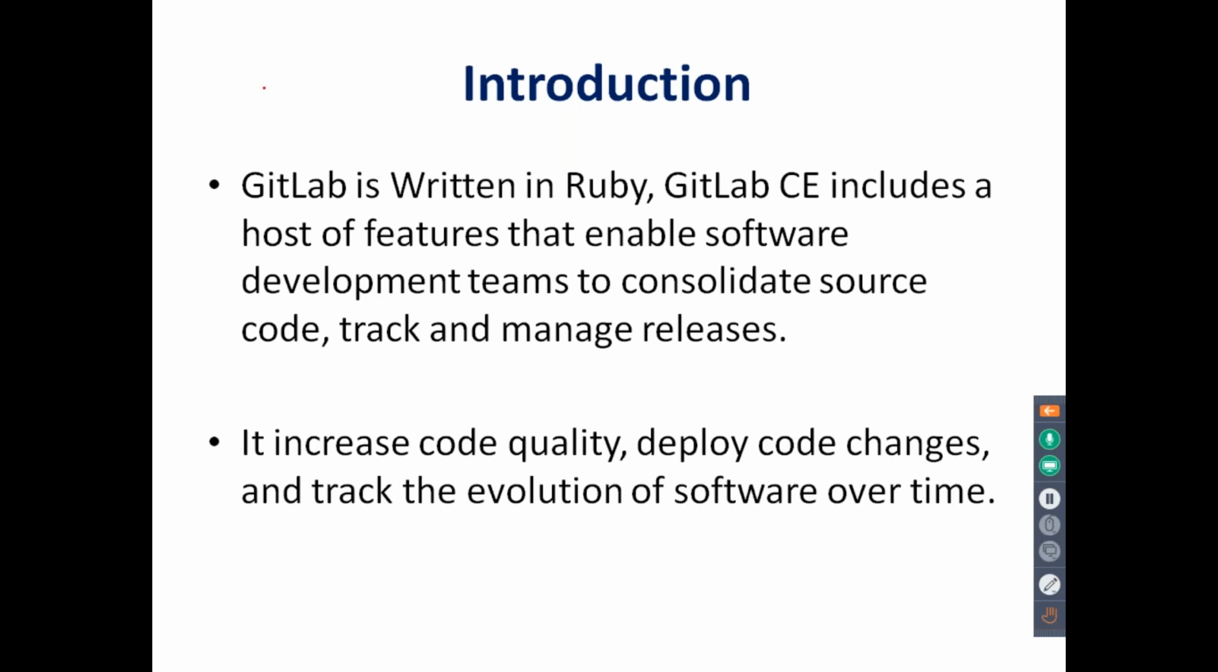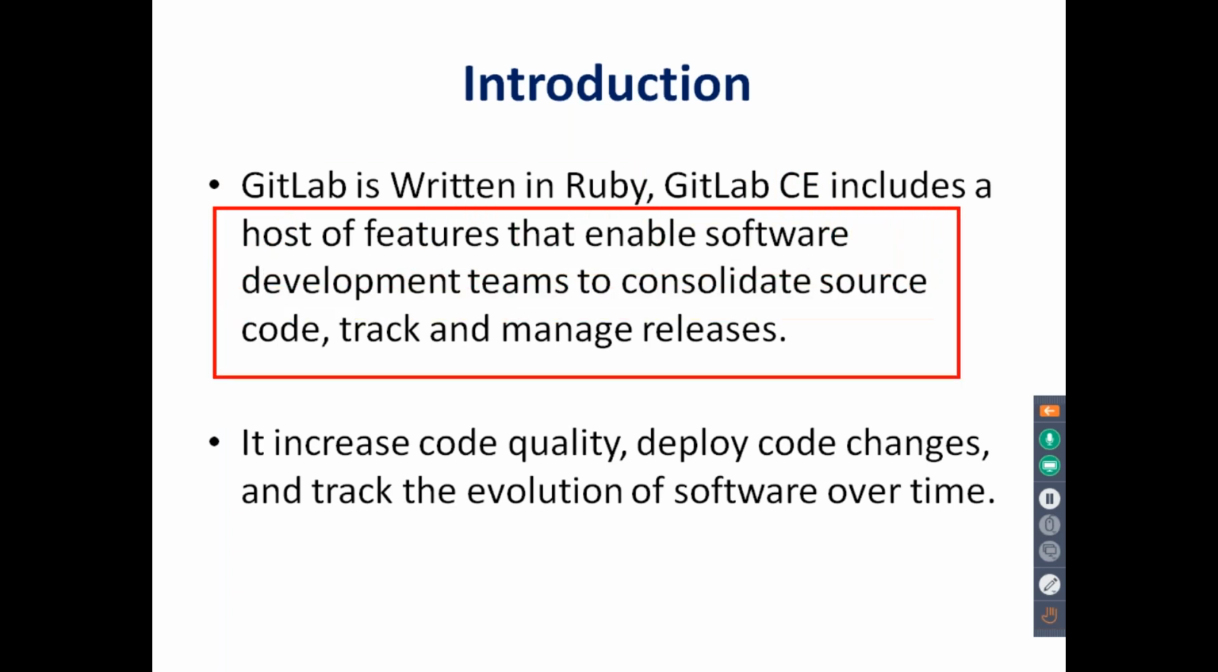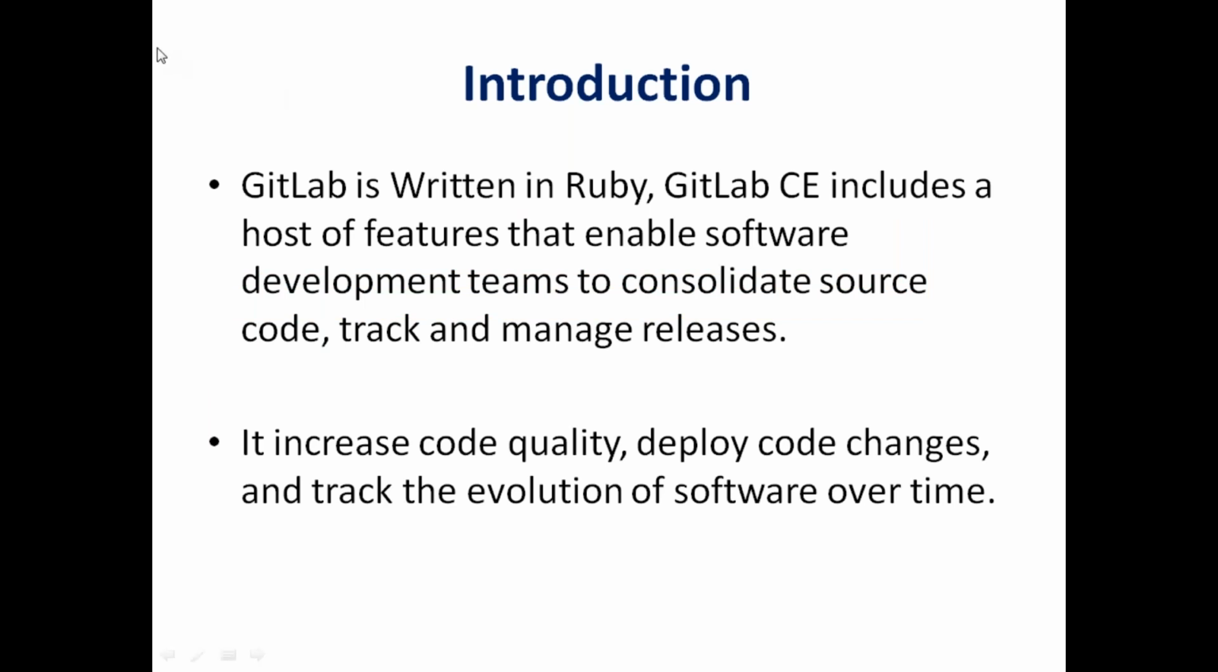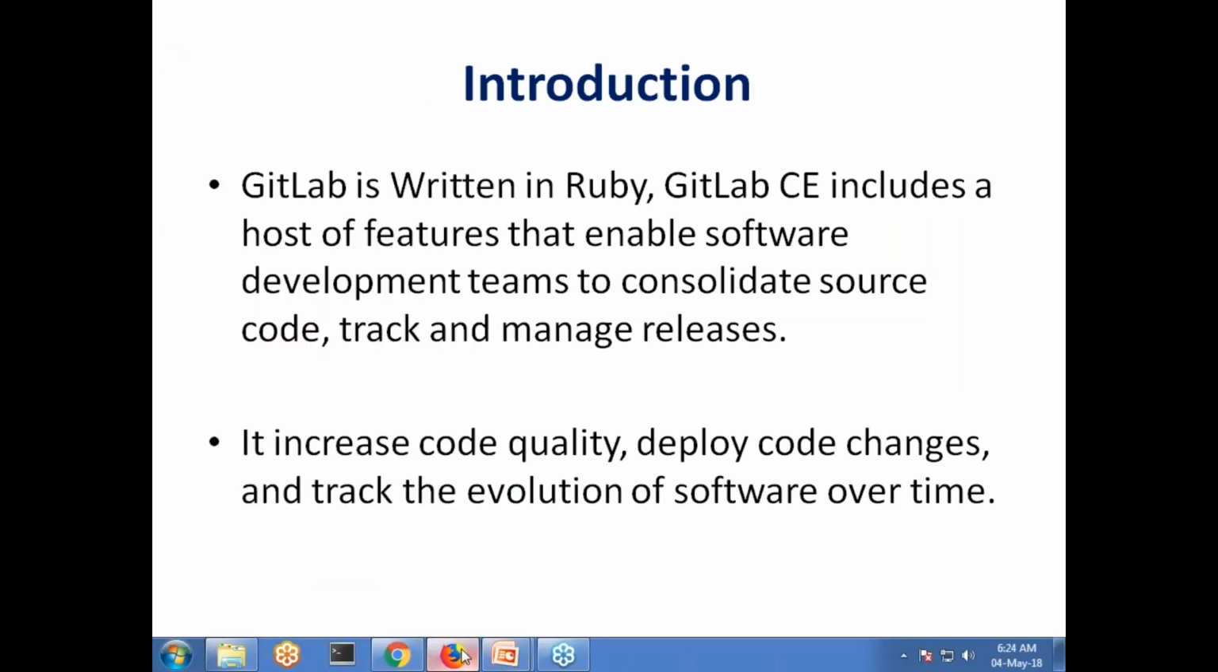And GitLab was written in Ruby. We know in the Chef tool you can use Ruby. Not only in Chef, even in different cases you can use Ruby, a scripting language. So GitLab was developed in Ruby, and GitLab CE, where CE stands for community edition. This includes a host of features that enable software development teams to consolidate the source code and track and manage releases. I'll tell you how GitLab will work.